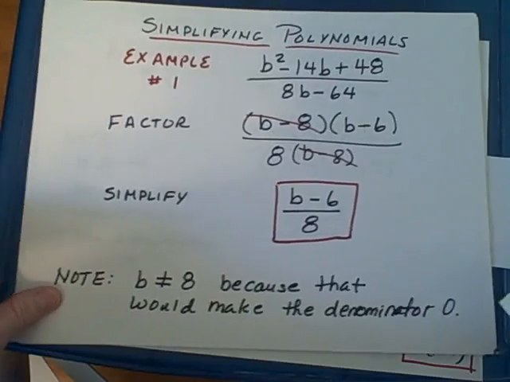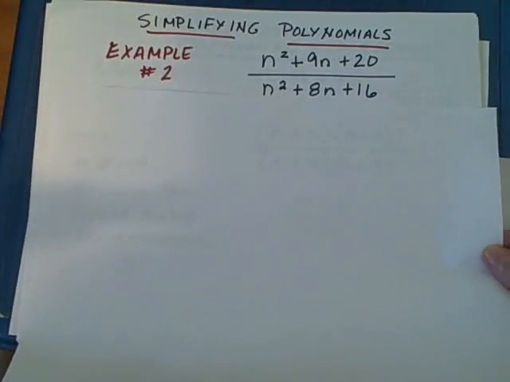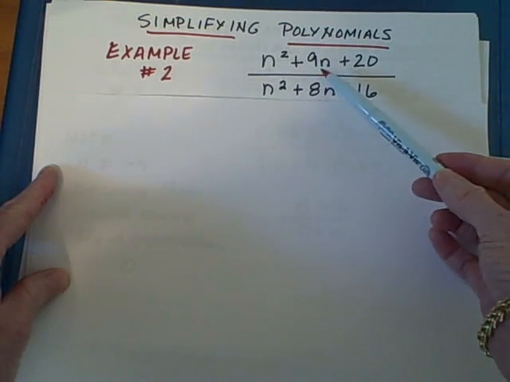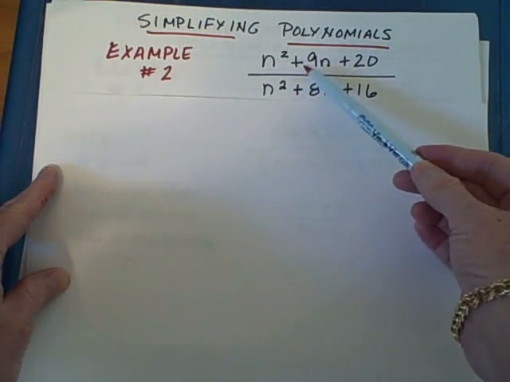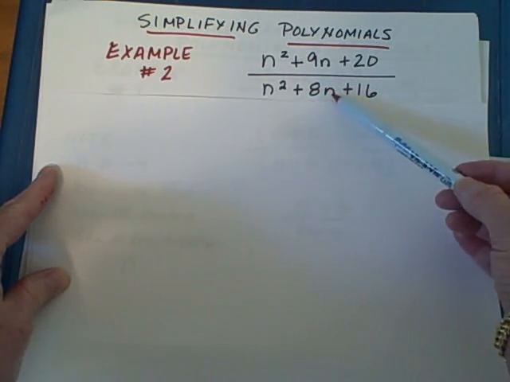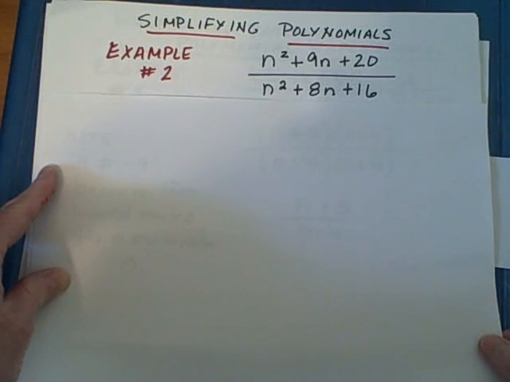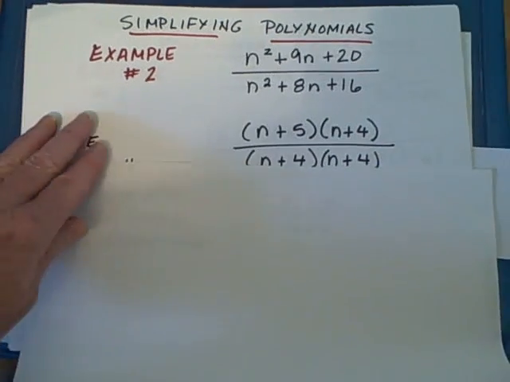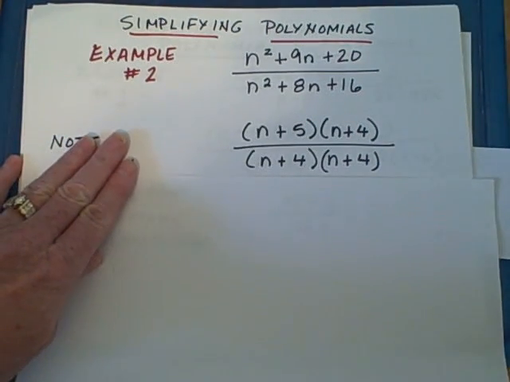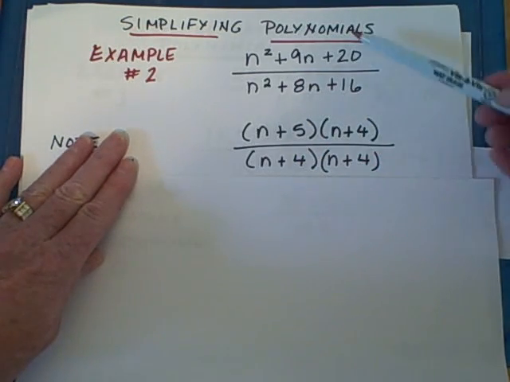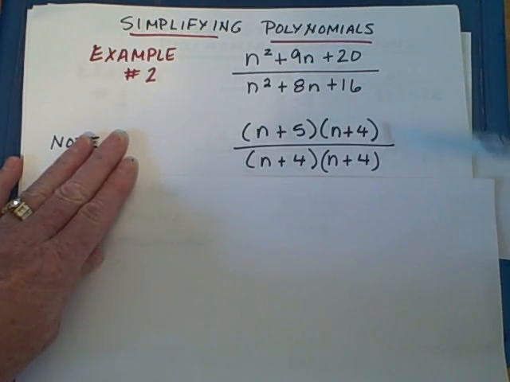Let's look at a second example. Example number 2. In this one, we have n squared plus 9n plus 20 divided by n squared plus 8n plus 16. Of course, these are polynomials that need to be factored. So we go ahead and factor these, and we're going to get n plus 5 times n plus 4 over n plus 4 times n plus 4. We factored the numerator and we factored the denominator.